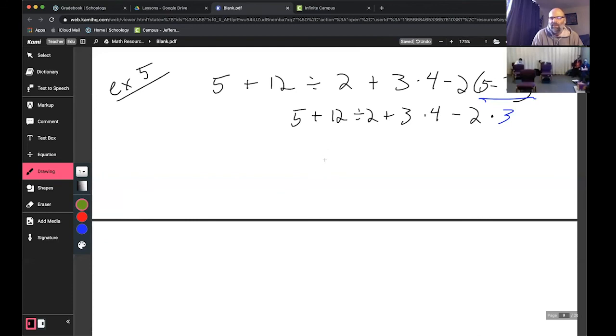Then you divide and multiply. Yes, so they're all the same thing, so don't separate these steps. You can still do all 3 of these at the same time. 12 divided by 2? 6. 3 times 4, 12, and 2 times 3 is 6. So everything else I'm going to write the same. So this is 5 plus, then 6 plus, 12 minus. So now just go left to right. 5 plus 6 is 11, plus 12 is 23, minus 6 is 17.